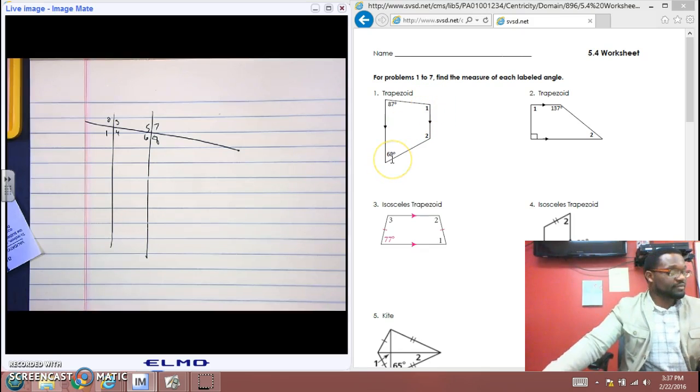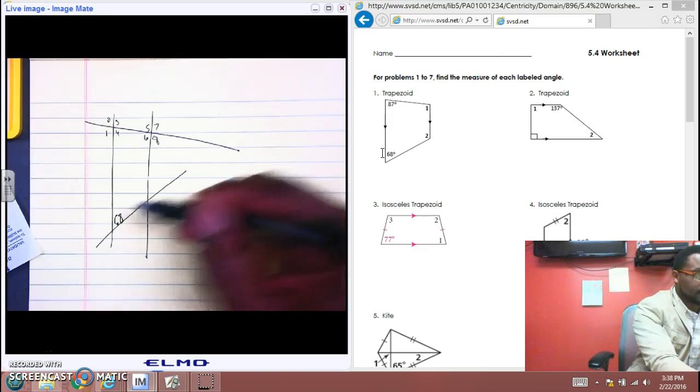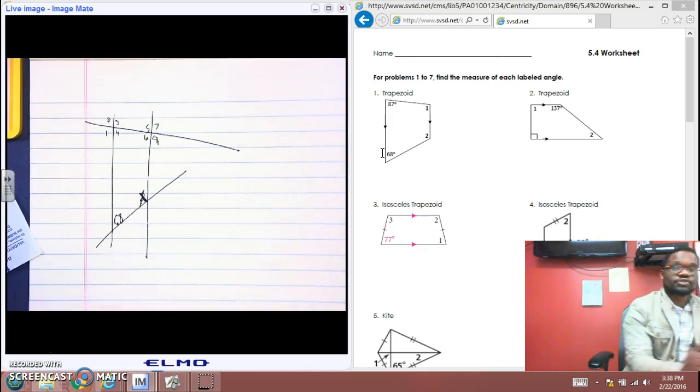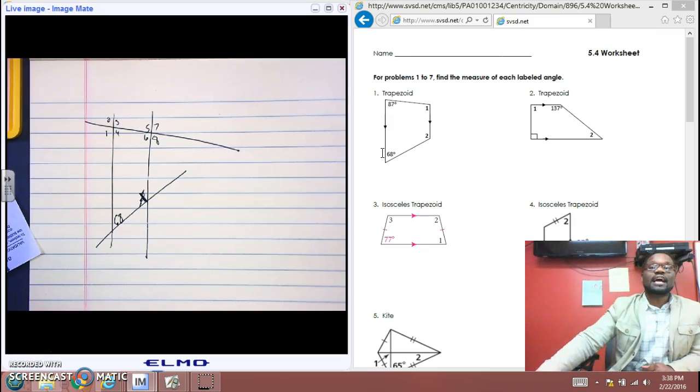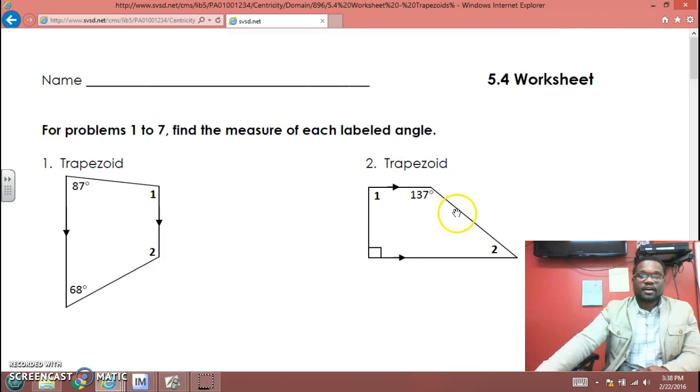We can do 68 and 180, and we find out that this angle has to be 112, because it's the same idea here, that if I did that and put 68 degrees here and wanted to know what this angle was, or maybe I call it X, then those are also supplementary. So we have to use parallel lines, those rules, to help us answer questions like these here, because I don't know that it is isosceles. All right, so let's look at number 2.